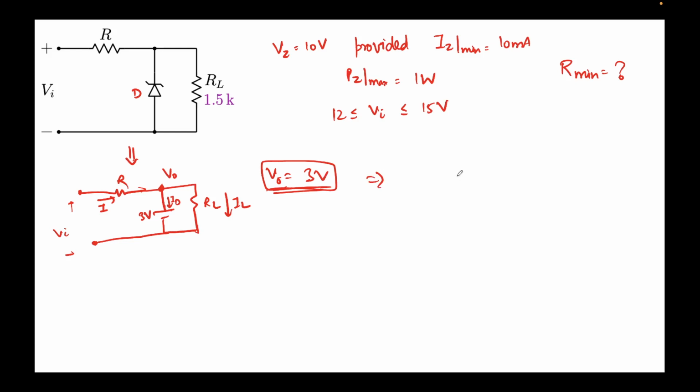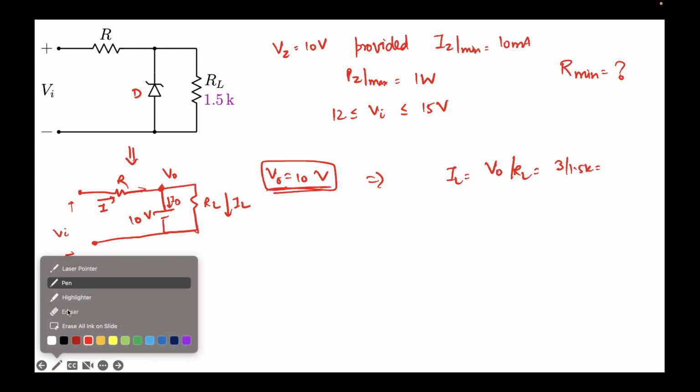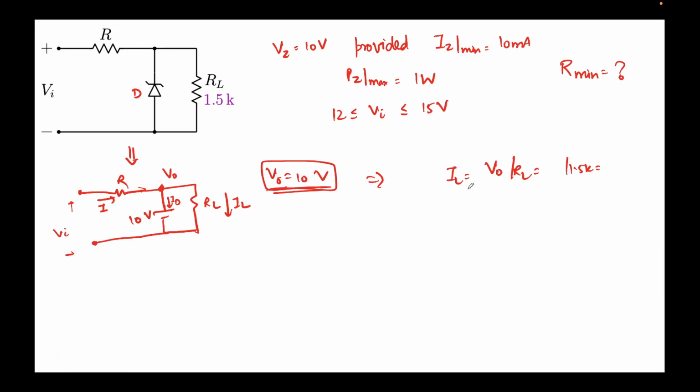Now using this, I can simply say IL is equal to V0 over RL. Oh sorry, I made a mistake, my bad. This is not 3 volts, this is 10 volts. 3 volts was in the previous problem. So this is 10 over 1.5k, which comes out to be 6.67 milliamps. Very good.